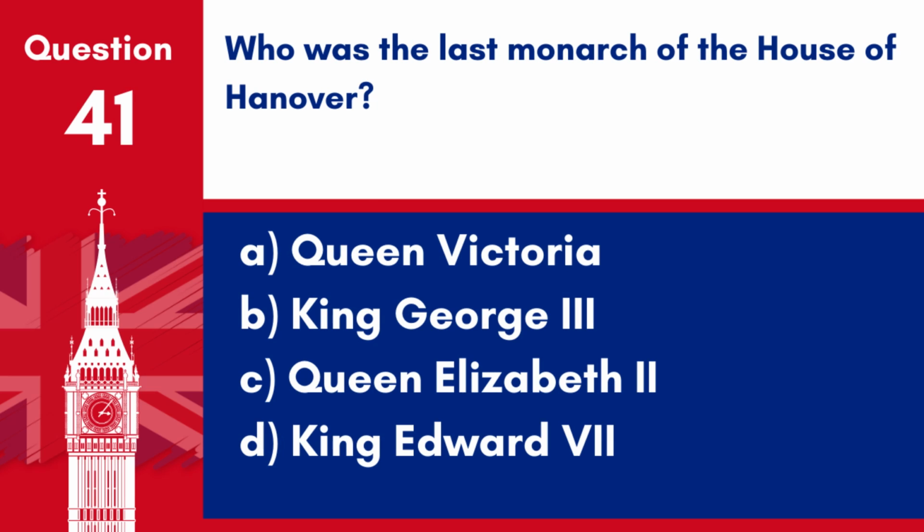Question 41. Who was the last monarch of the House of Hanover? A. Queen Victoria. B. King George III. C. Queen Elizabeth II. D. King Edward VII.